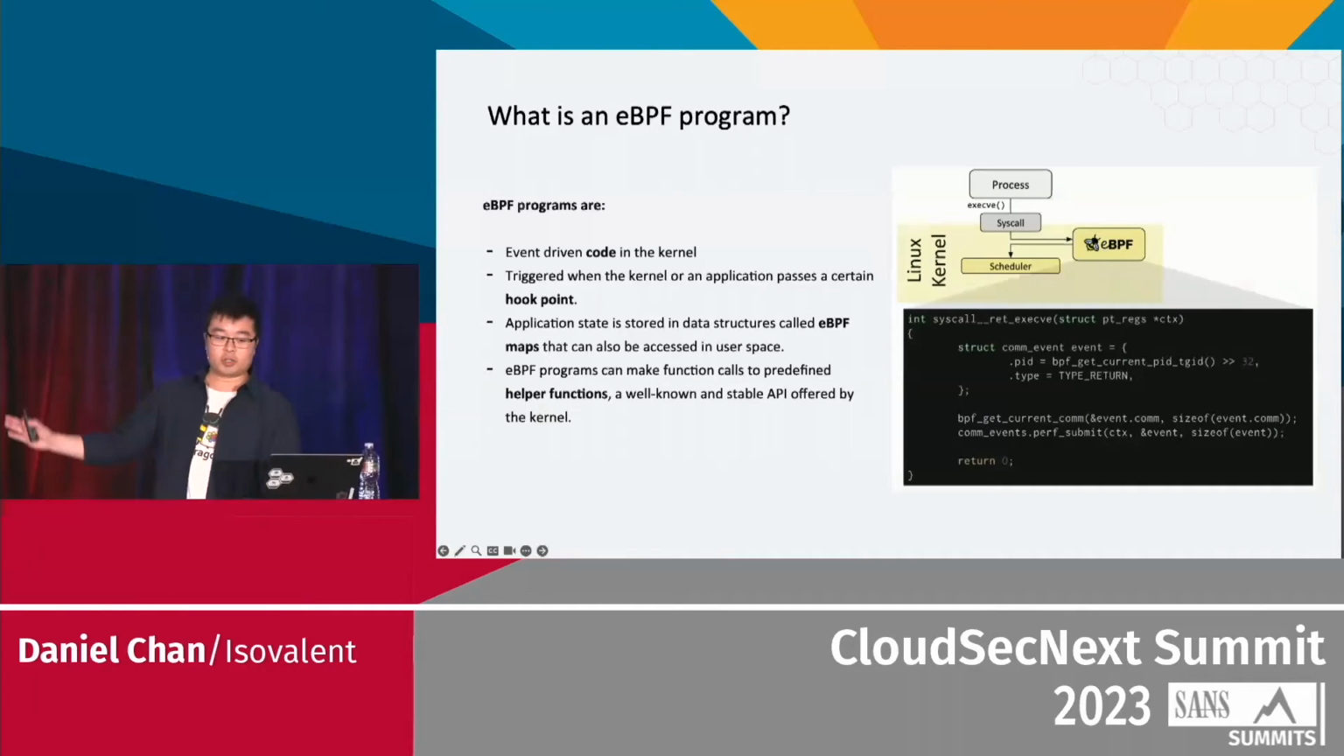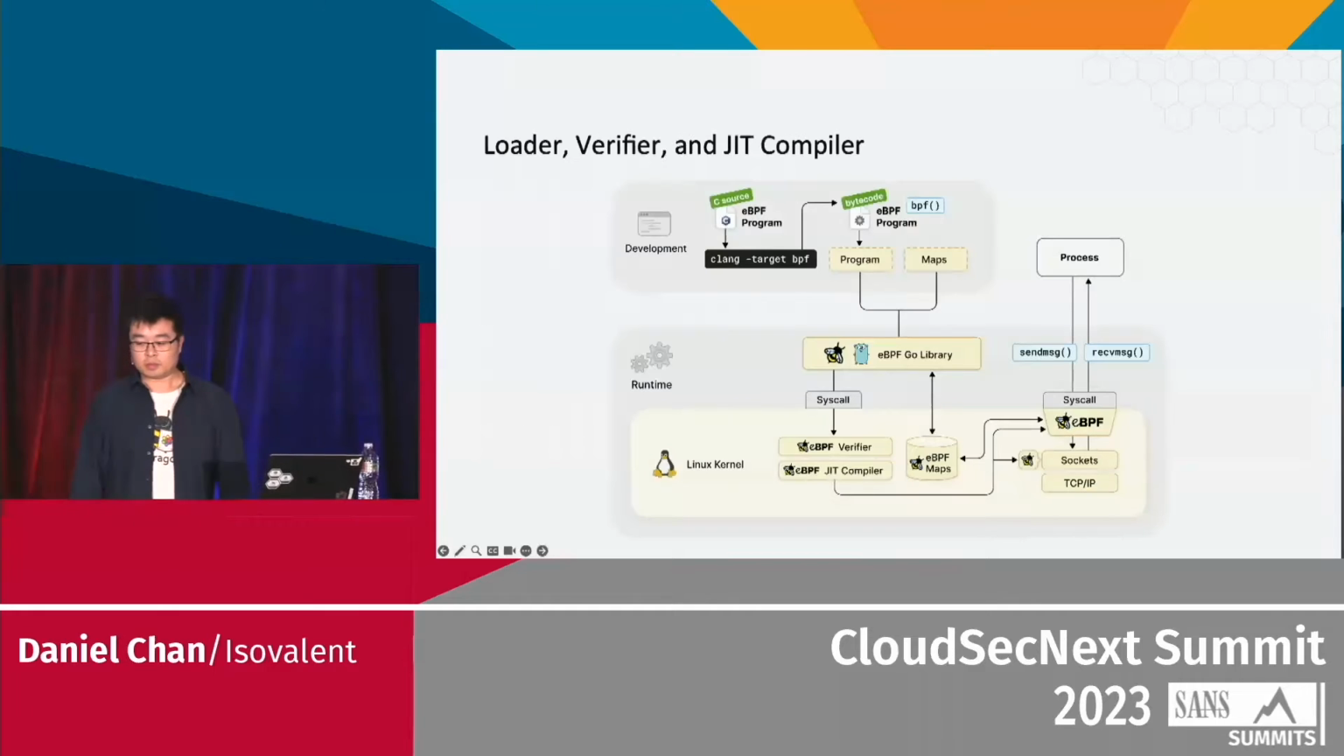Okay, so we have our code. How does it actually get onto the kernel? eBPF programs are typically written in C and then translated into machine code or bytecode by an LLVM compiler. That bytecode then gets loaded onto the kernel by the BPF system call, which gets called by another user space application.